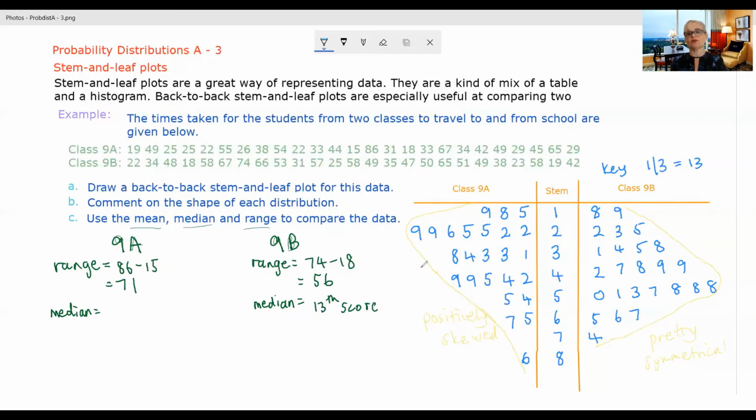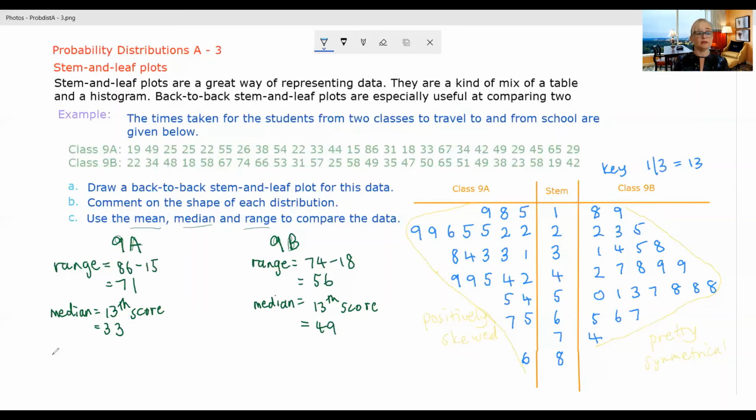You can do 25 plus 1 divided by 2, which is technically better, but a lot of people get confused by that. Okay, so our 13th score. So 1, 2, 3, 4, 5, 6, 7, 8, 9, 10, 11, 12, 13. So for our 9A, it's a 33. For 9B, 1, 2, 3, 4, 5, 6, 7, 8, 9, 10, 11, 12, 13, it's 49. Now again, that's quite a significant difference.